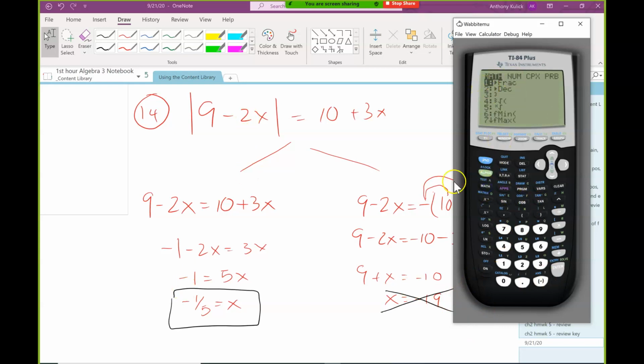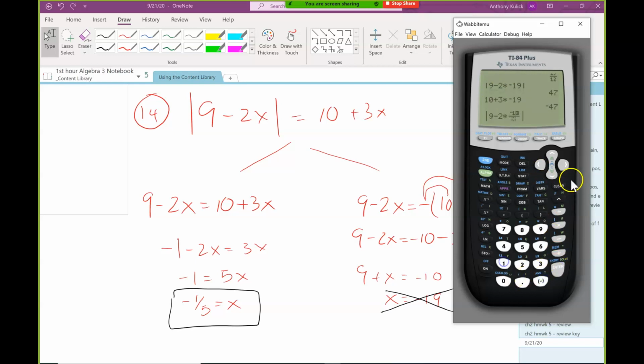So now I'll go and check the negative 1/5. So again, we'll do the absolute value, 9 minus 2 times. And then to get that fraction in there, I'm going to do alpha y equals. That's a shortcut to the fractions menu. And more often than not, the option we're going to want is the first one, the numerator over denominator one.